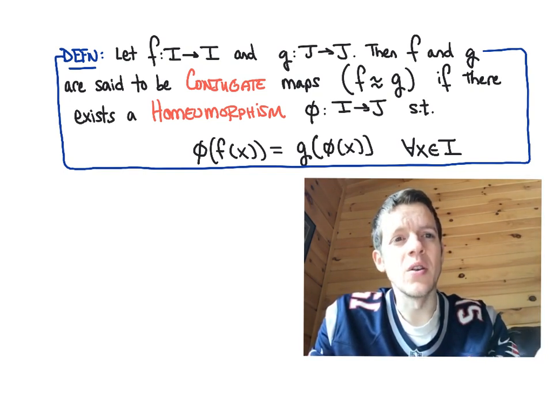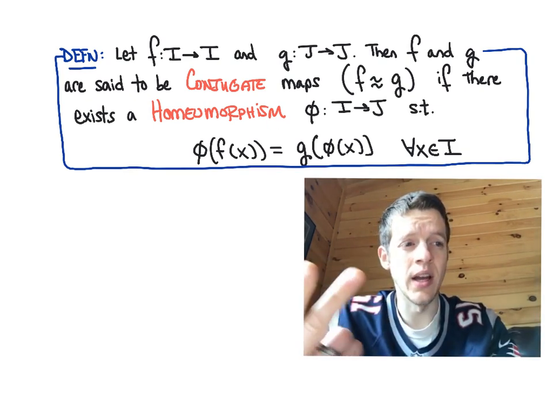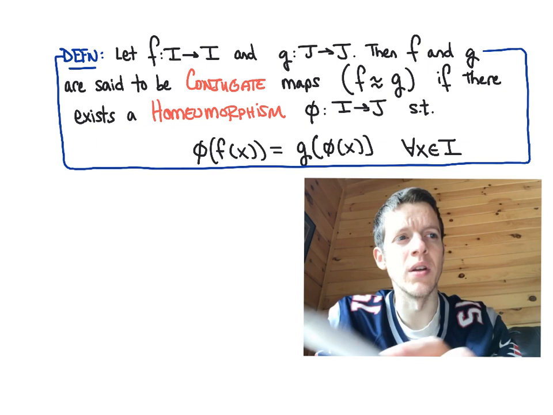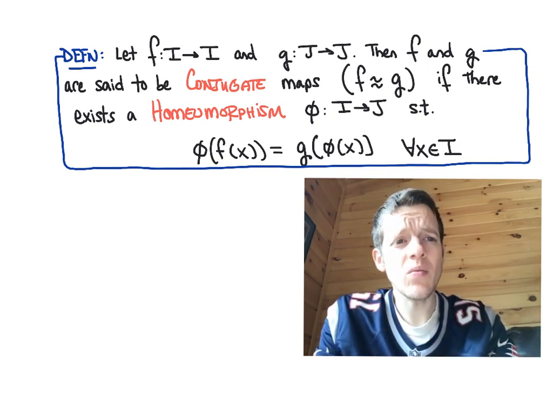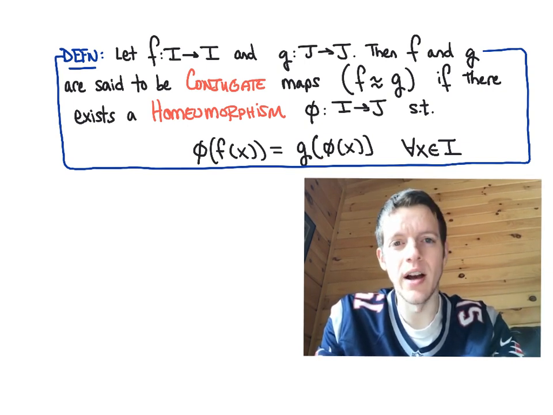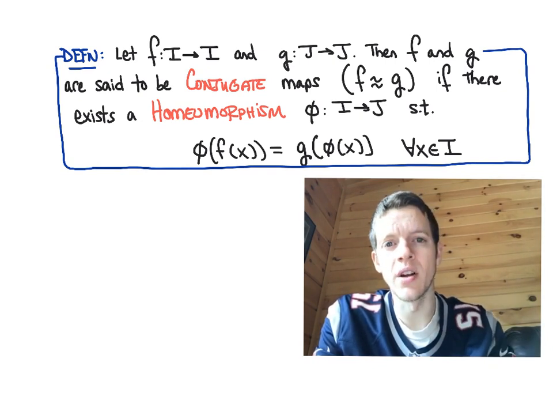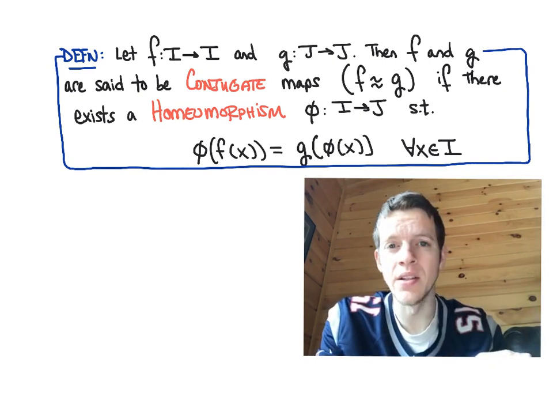If there exists a homeomorphism, phi, from I to J, so we know what a homeomorphism is. It has to be 1 to 1 onto, and it and its inverse have to be continuous, such that phi composed with f of x is equal to g composed with phi of x for all x on your interval I. In that case, we get two maps that are conjugate. And we'll talk about what that means to be conjugate.